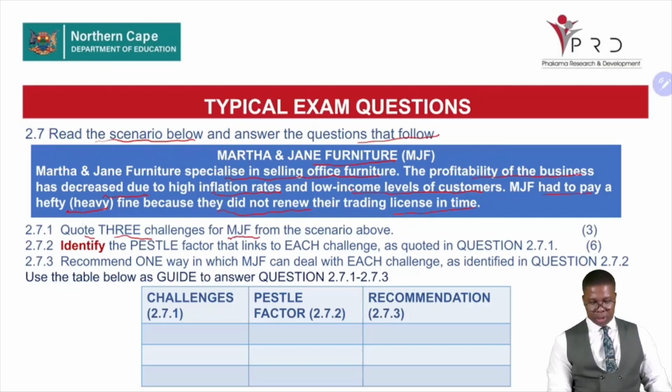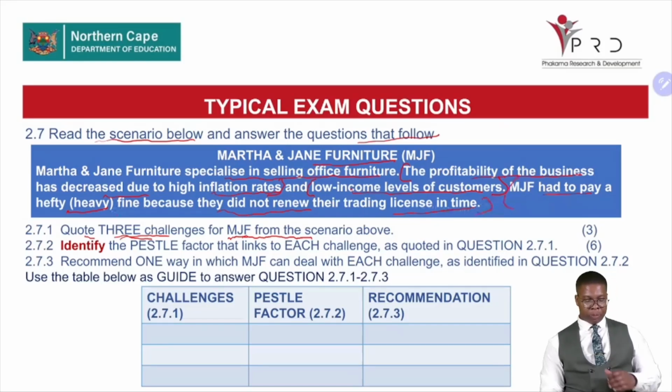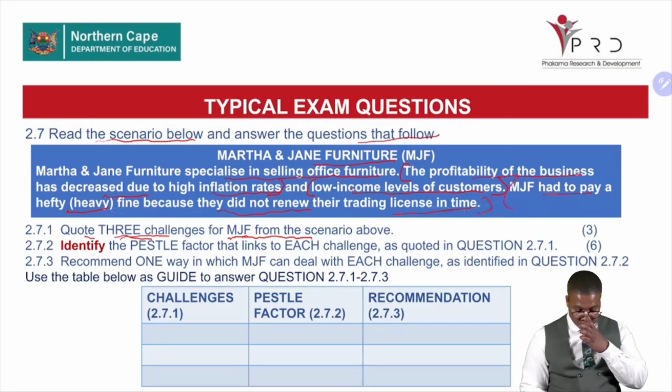So you're expected to quote 3 challenges for Martha and Jane Furniture from the scenario above. And as we can see, the first one is that the profitability of the business has decreased due to inflation, and also this is because of low income levels. That's another challenge. And MJF had to pay a hefty fine because they did not renew their license. That's another challenge over there.